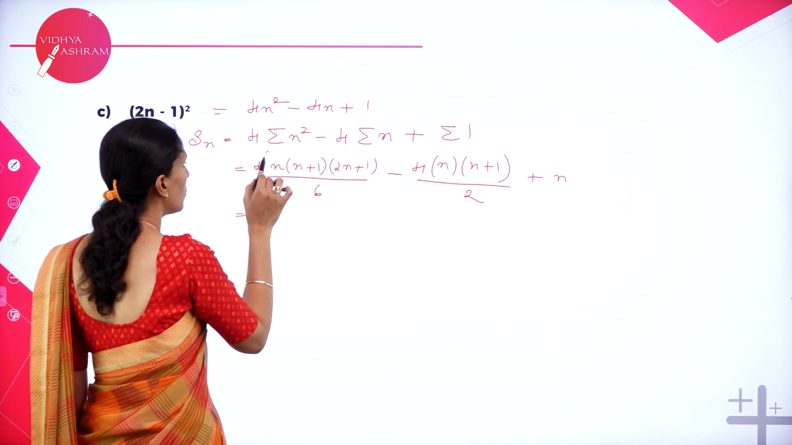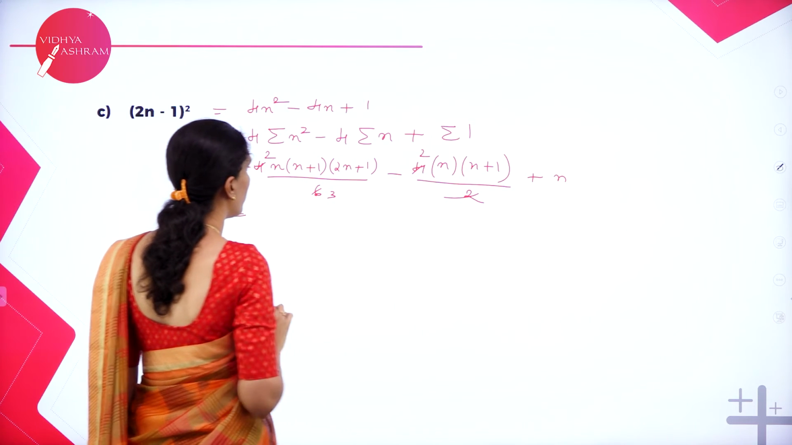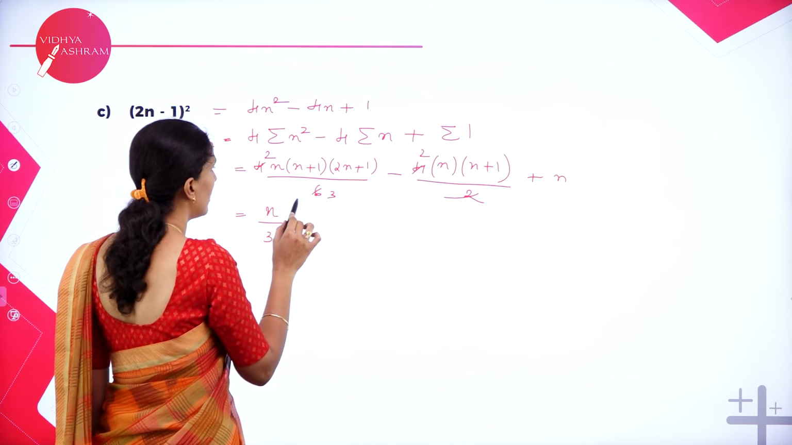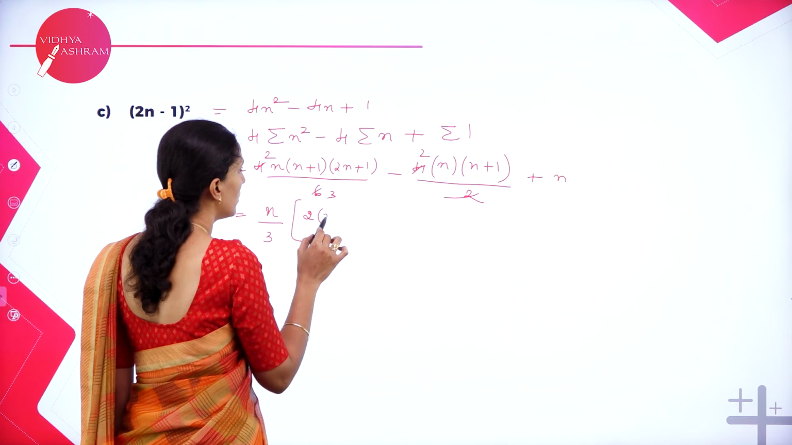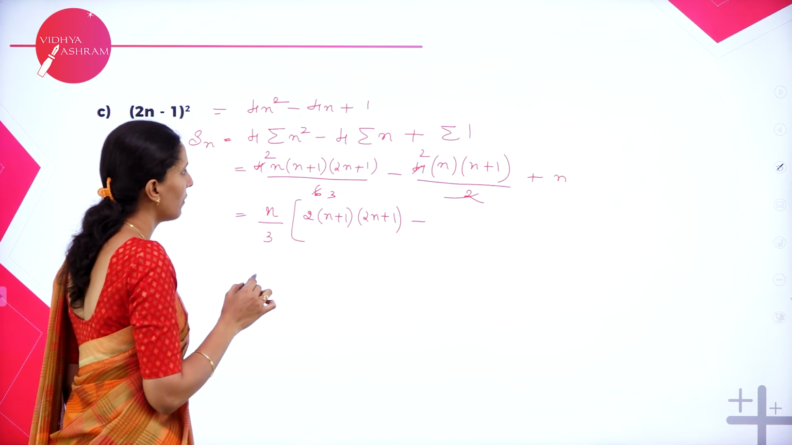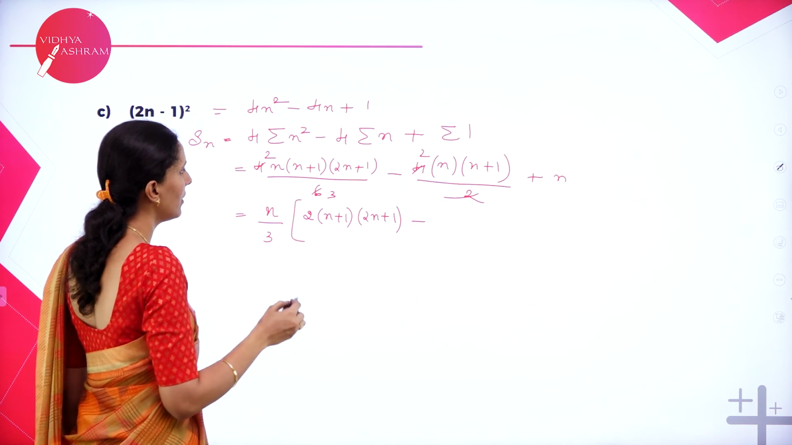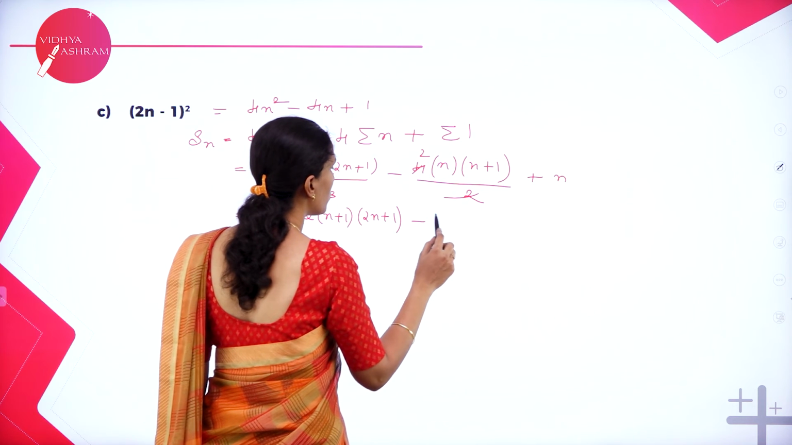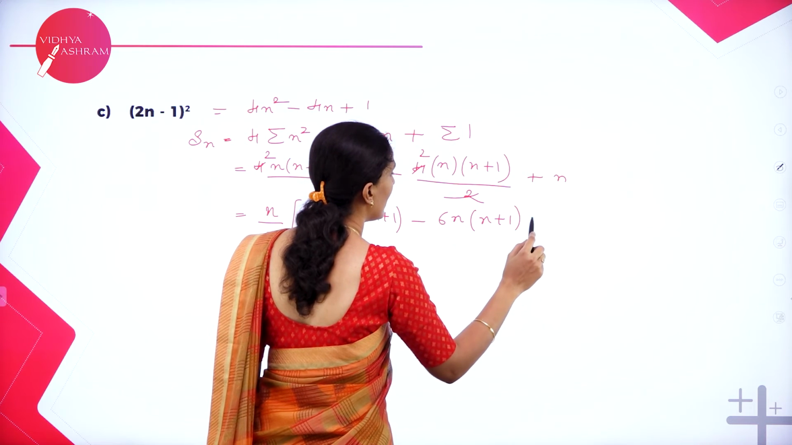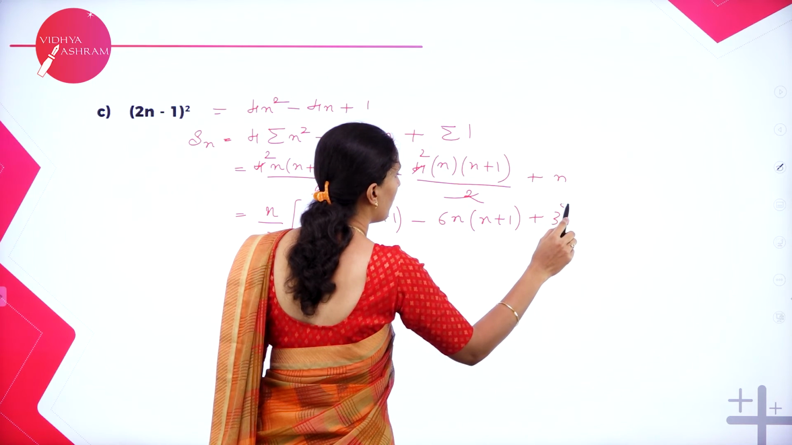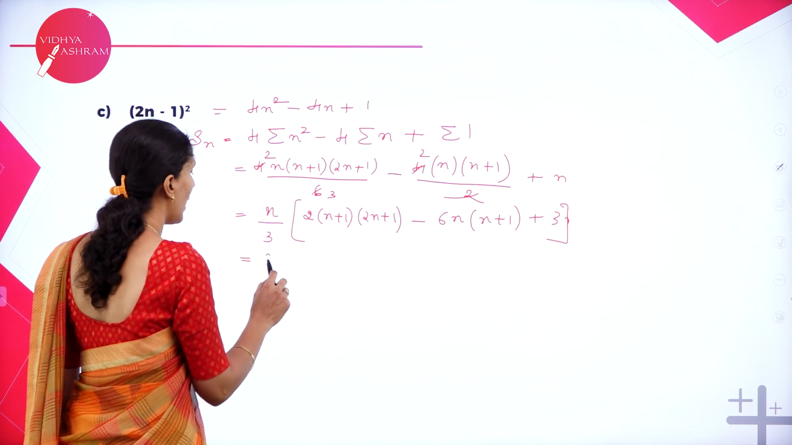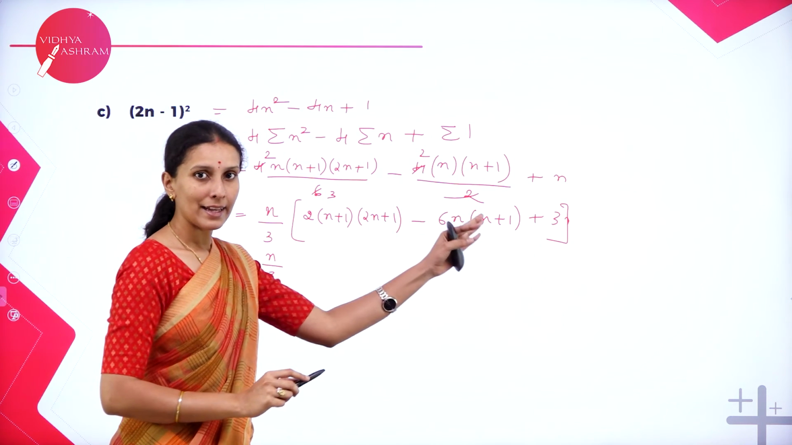So here 2's are 3's are 2, 2's are. Now let me take n by 3 as a common factor. Here I am left with 2 into n plus 1 into 2n plus 1. And here if I take n as a common factor again and 3 as a common factor, here I am left with 2 3's are 6 n into n plus 1, and here I am left with 3. n I have taken as a common factor. So this is, let us solve this.